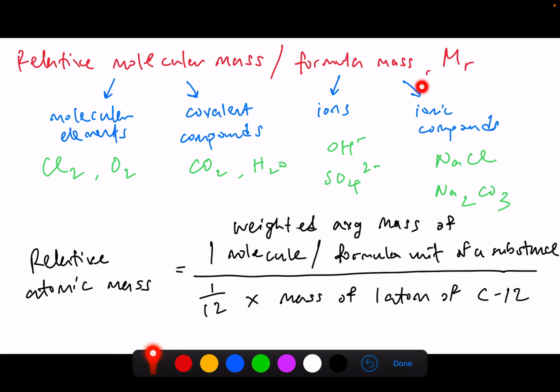Then we have formula mass when we talk about ions and ionic compounds. Ions such as hydroxide, OH minus, and sulfate, SO4 2 minus. We have sodium chloride and sodium bicarbonate as ionic compounds. So molecular mass applies more to molecules, and formula mass applies more to ions and ionic compounds. But the symbol is the same and the concept is also the same. In terms of definition, it is very similar to what we mentioned earlier. We're always comparing to the reference standard, which is 1 atom of carbon 12, and the definition is the same.